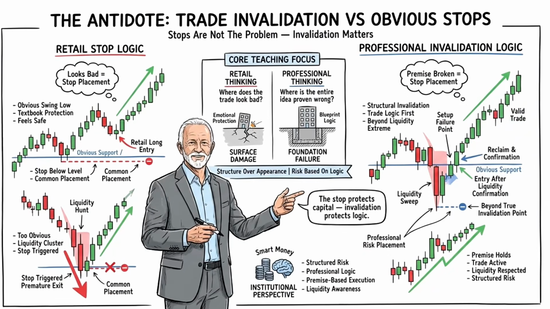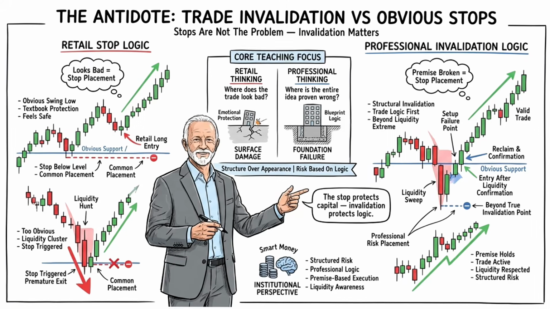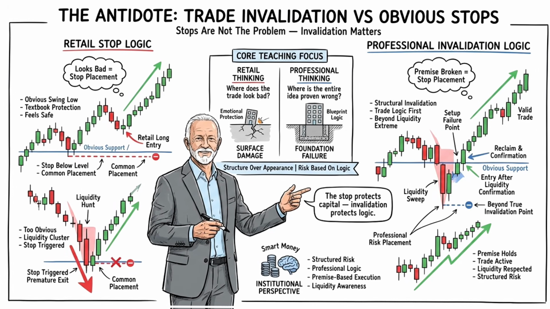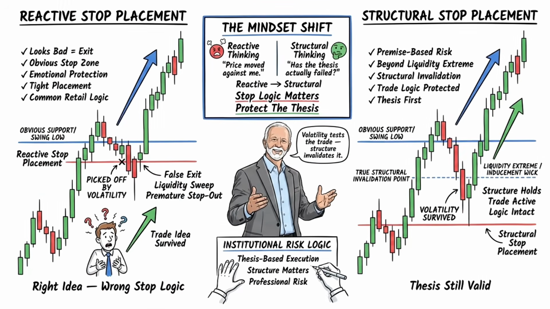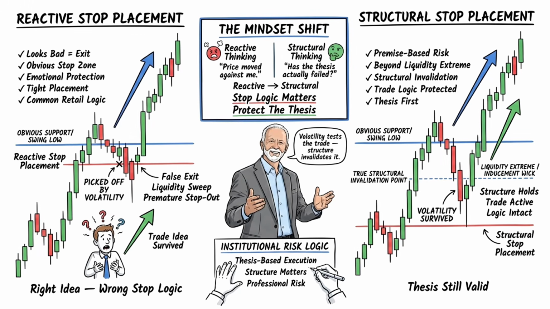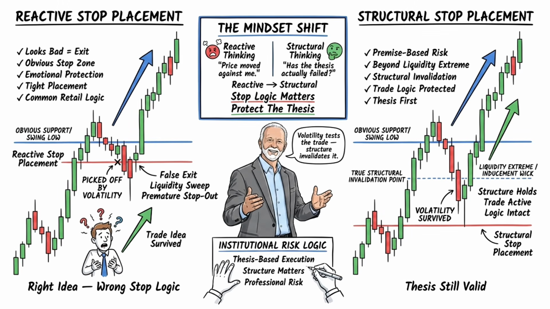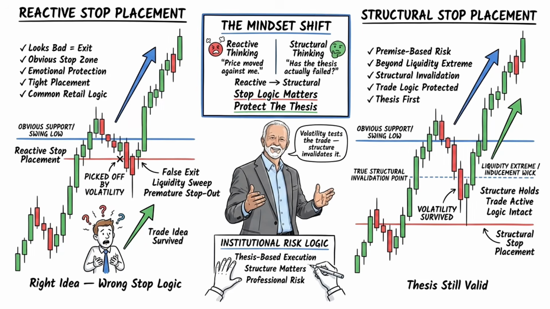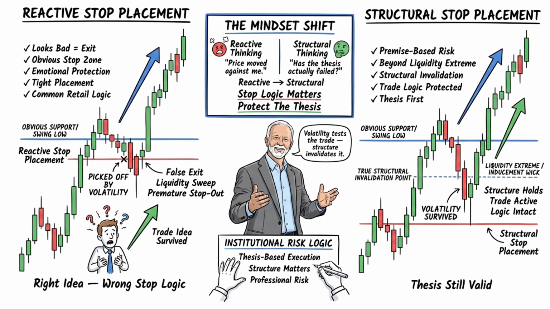The antidote is not to remove your stops. It's to restructure where your trade becomes invalid. Most retail traders place stops where their trade looks bad. Smart traders place stops where their trade's entire premise has been broken. There's a massive difference. The first type of stop gets picked off by normal volatility. The second type only triggers if the market genuinely invalidates your thesis. This mindset shift alone, from reactive stop placement to structural stop placement, will cut your false exits by a significant margin.